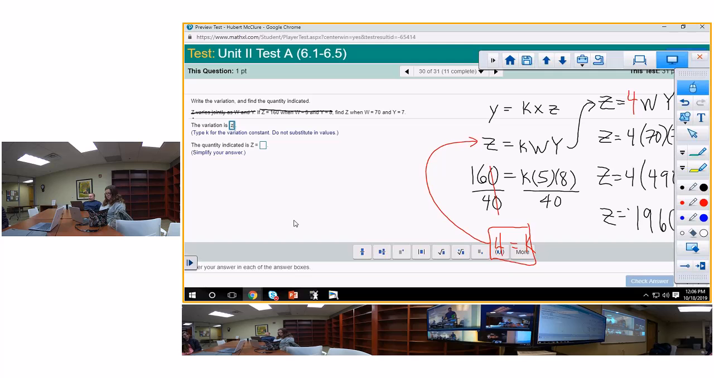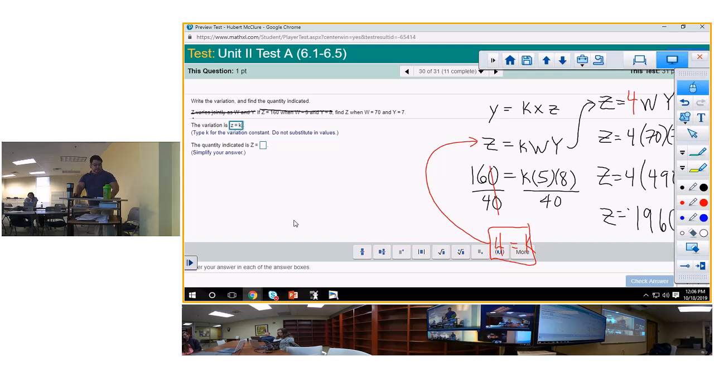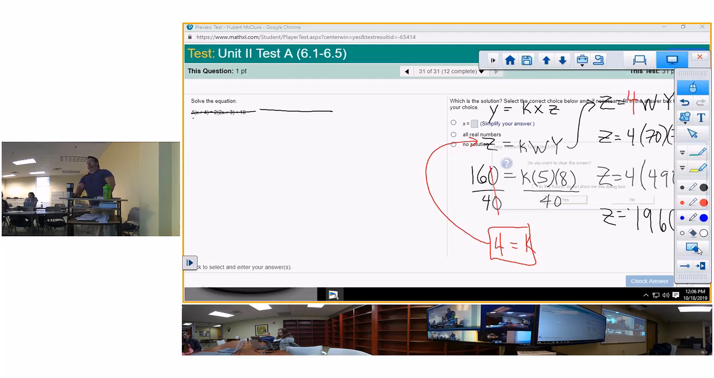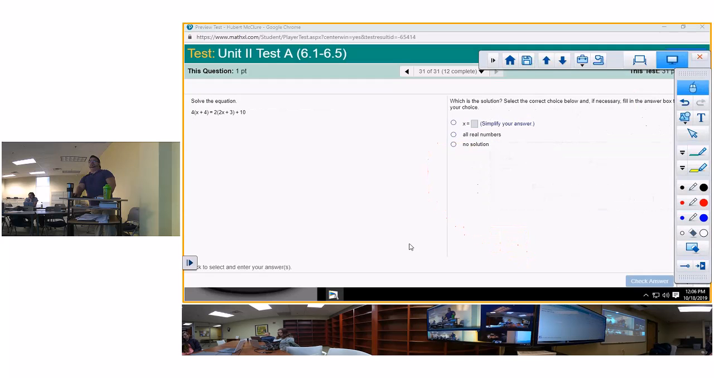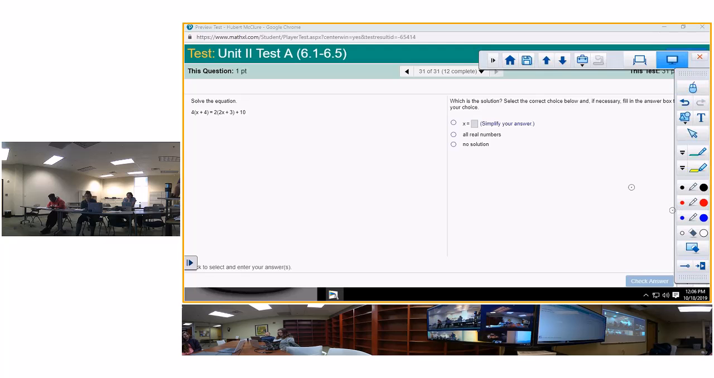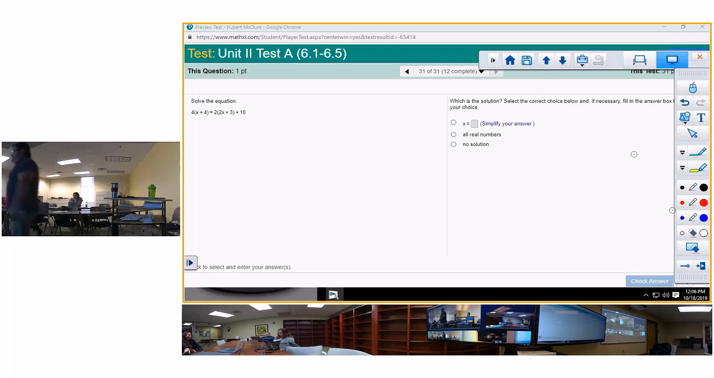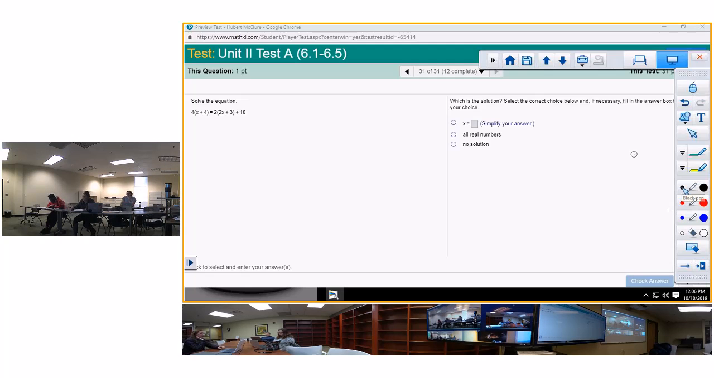Z is equal to K W Y, and I got 1960. Check answer. Last one. Oh, I ended with an easy problem. They said there's 15 of them. I guarantee you somebody will still fail this test. Probably me. Whitney and Shane.